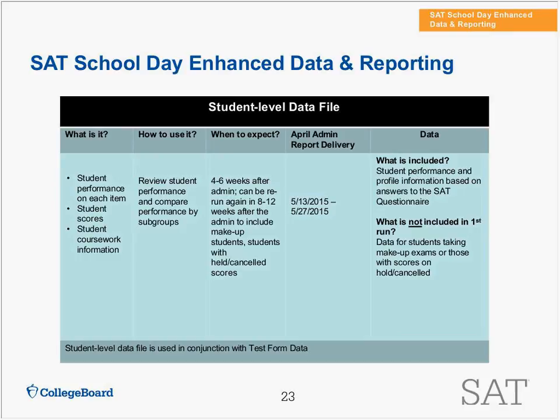That first run will not include data for any student who needs to take a makeup test, who was absent and has to do the makeup test, or students who have held or canceled scores. So that report can then be rerun between 8 and 12 weeks after the administration, so that you can capture the data for every student. Just important to know that in your first report you may see that students are missing. That's likely because they either were absent or there was an issue with their scores and their scores are being held. So that second run is where you're going to see basically everybody.